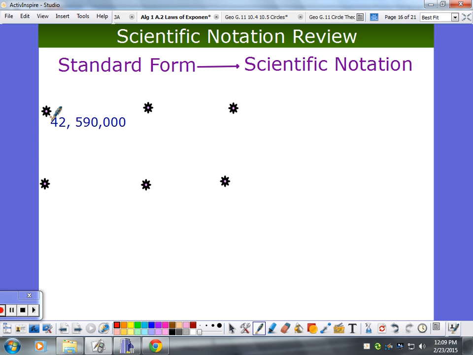Okay, so let's just practice. I want this number standard form to scientific notation. I say it's this. How come?